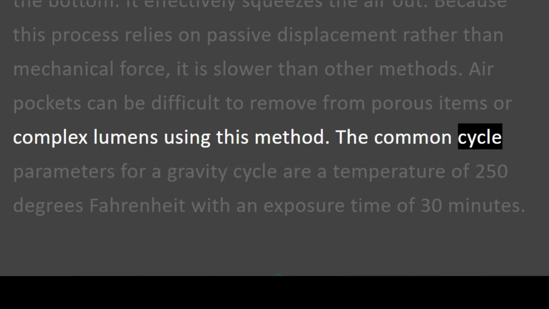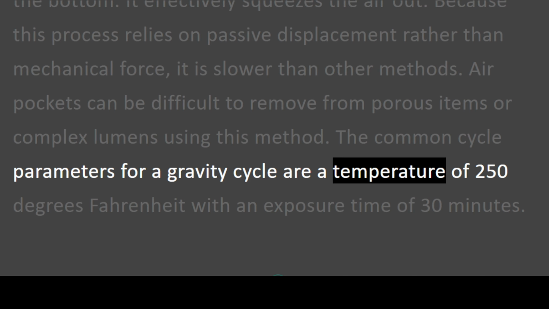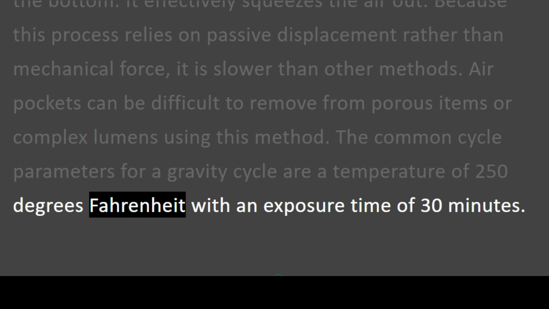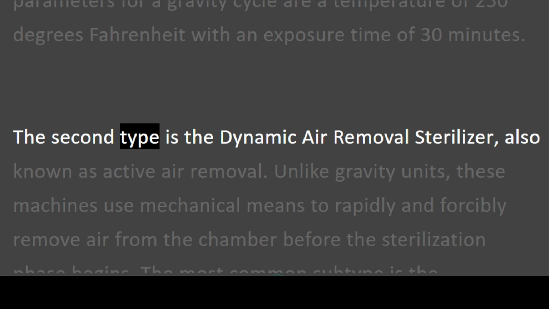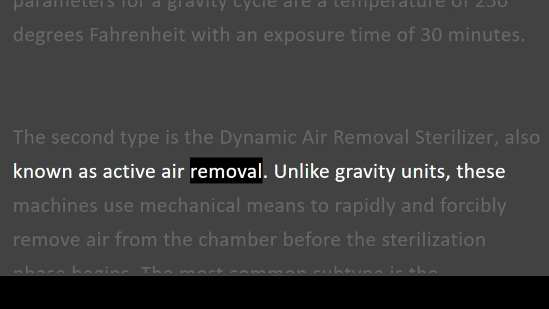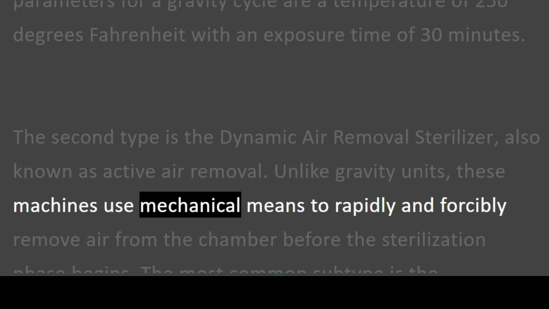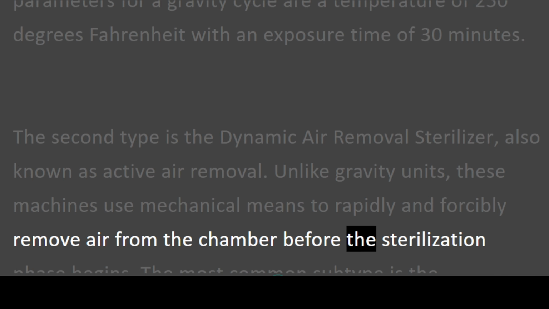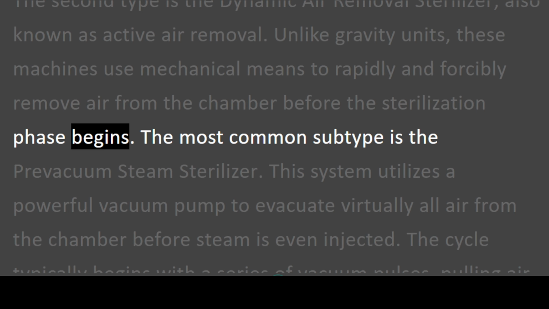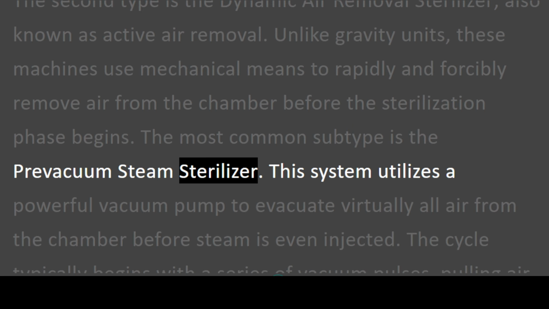The common cycle parameters for a gravity cycle are a temperature of 250 degrees Fahrenheit with an exposure time of 30 minutes. The second type is the dynamic air removal sterilizer, also known as active air removal. Unlike gravity units, these machines use mechanical means to rapidly and forcibly remove air from the chamber before the sterilization phase begins. The most common subtype is the pre-vacuum steam sterilizer.